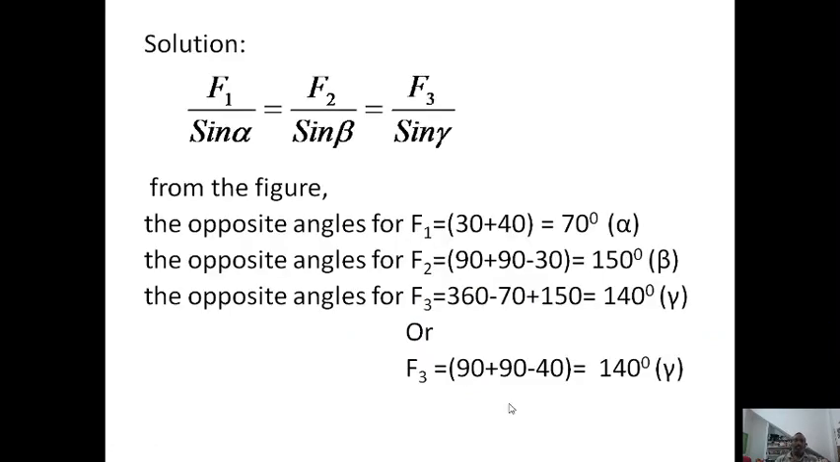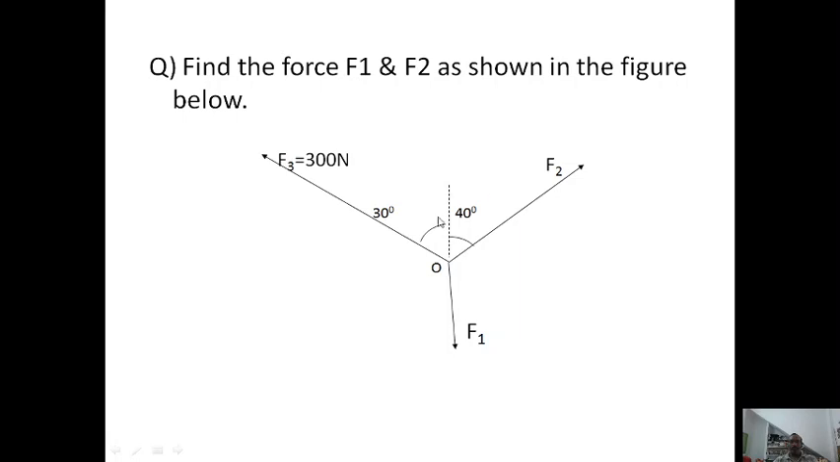Now I am using the equation of Lami's theorem because there are three forces and the conditions are like this. Three forces should act, they should all be concurrent at one point, and they are not linear forces, they are separated. Hence I take F1 by sine alpha equal to F2 by sine beta, equal to F3 by sine gamma. From the figure, the opposite angle for F1 is 30 plus 40, that is 70 degrees, as alpha. Then the opposite angle for F2, from the figure, is for the sine beta.